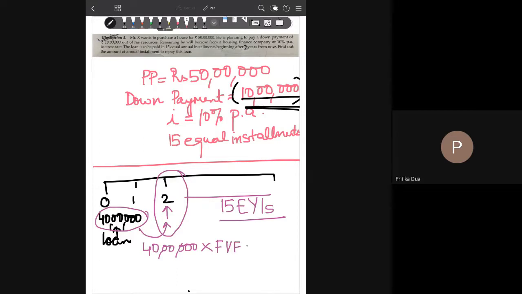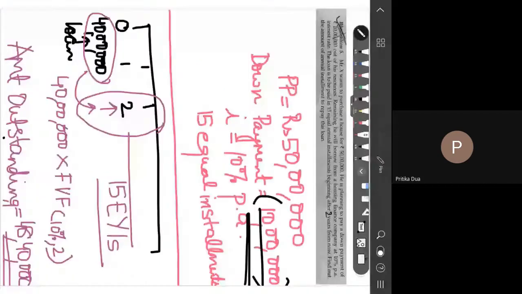If you want a shorter route, calculate the future value of 40 lakh at 10% for 2 years, and the amount outstanding comes out to 48,40,000. If you are not clear with this point, please ask. Only then will we proceed further.